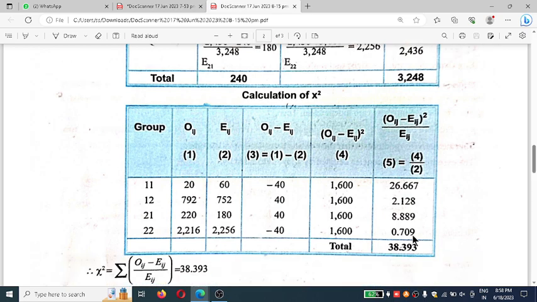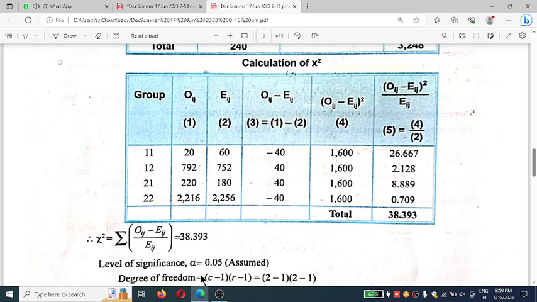2.128. Whatever answers you are getting, you will calculate here, and add this column, which is OI minus EI whole square by EI. When you add this, you will get the answer 38.393. It is nothing but the chi-square calculated value.